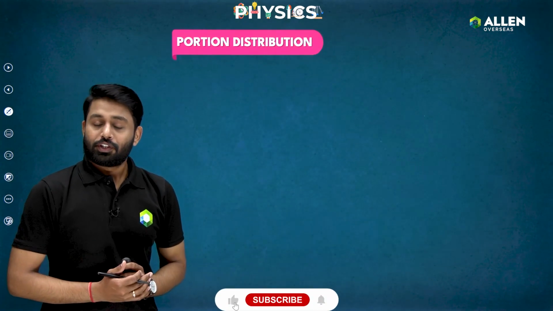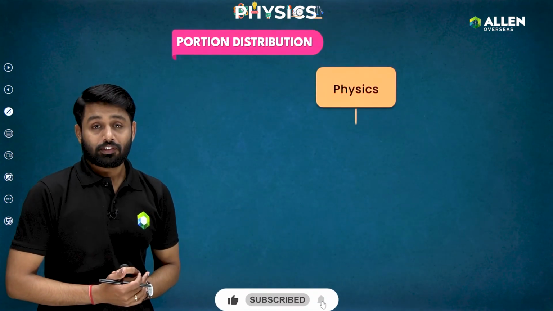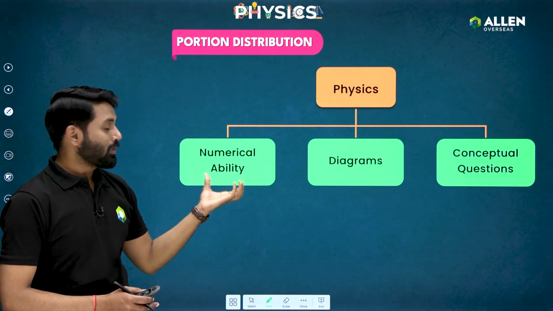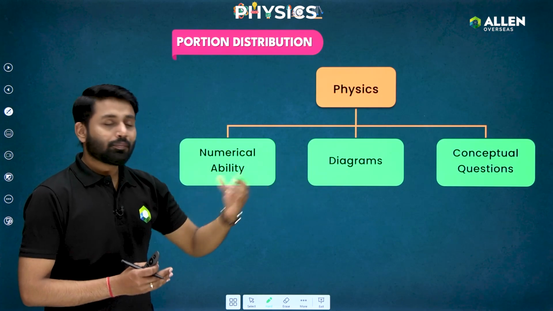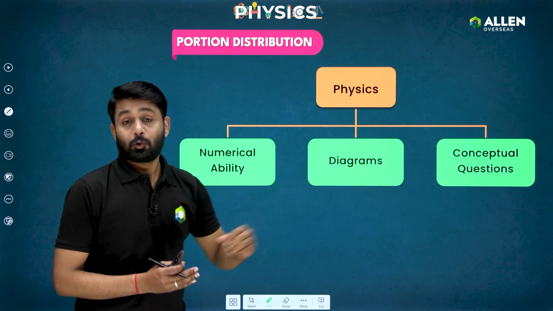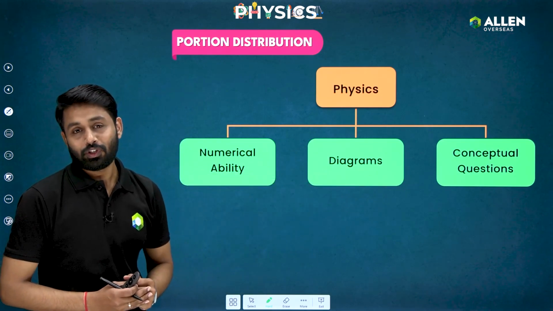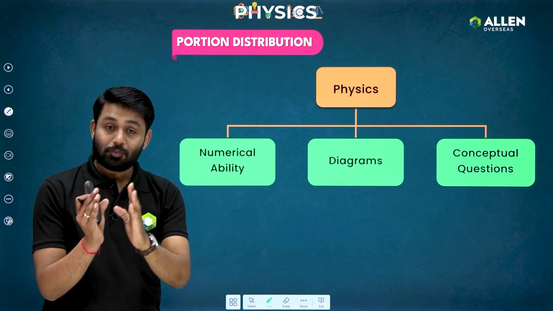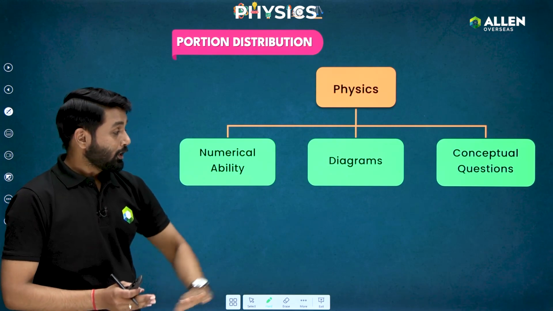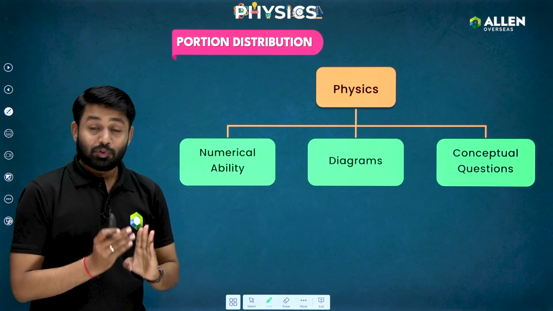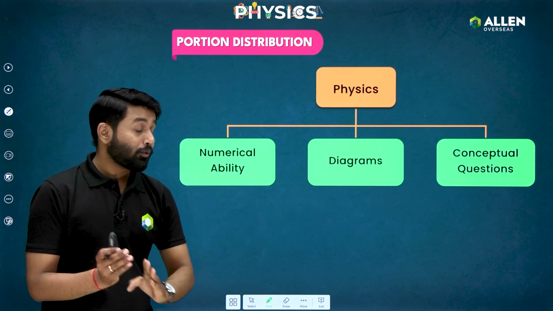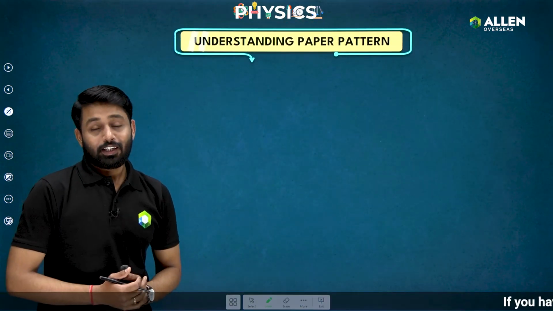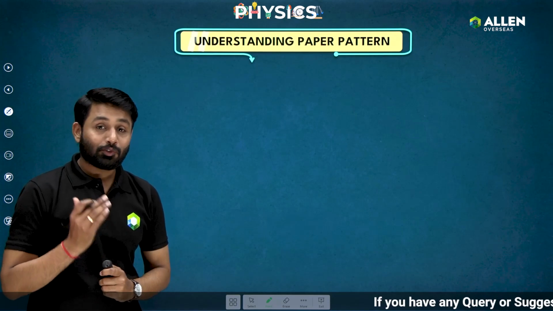Then portion distribution. If we talk about physics, as I told you, we can divide physics into 3 categories: one is numerical ability, second is diagram based questions, third is conceptual questions. So before going into the examination, you should solve all the questions based on numerical, based on formula. You should draw all the diagrams, and you should revise all the conceptual type questions, right?